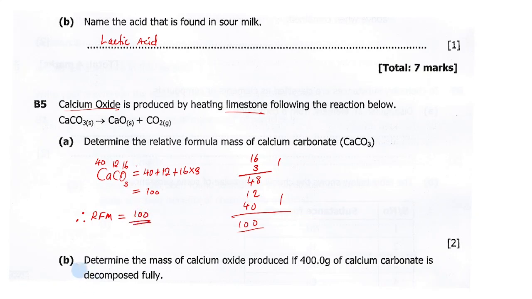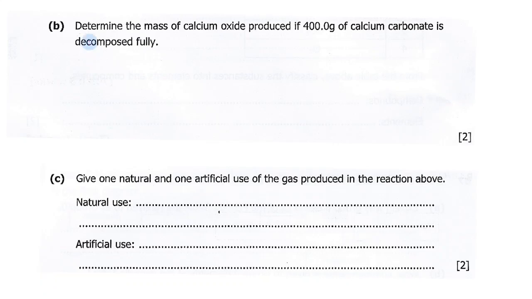Okay, then this one says determine the mass of calcium oxide produced if 400.0 gram of calcium carbonate is decomposed fully. So meaning we have the same equation, where calcium carbonate is the one being decomposed to give calcium oxide. To decompose is to break down, guys. They've told us that 400 grams is the one decomposing, and they're asking how much calcium oxide will be produced.